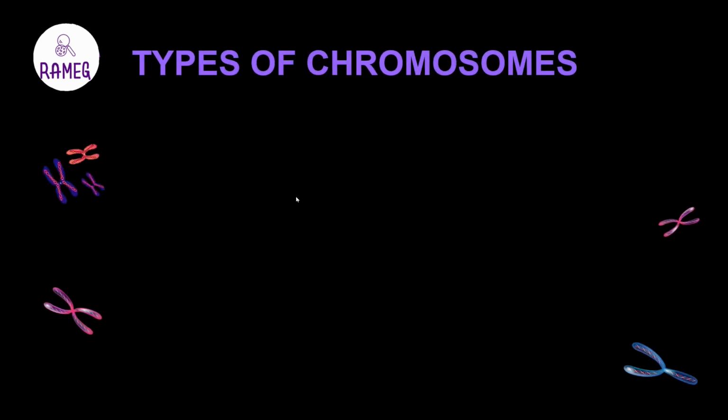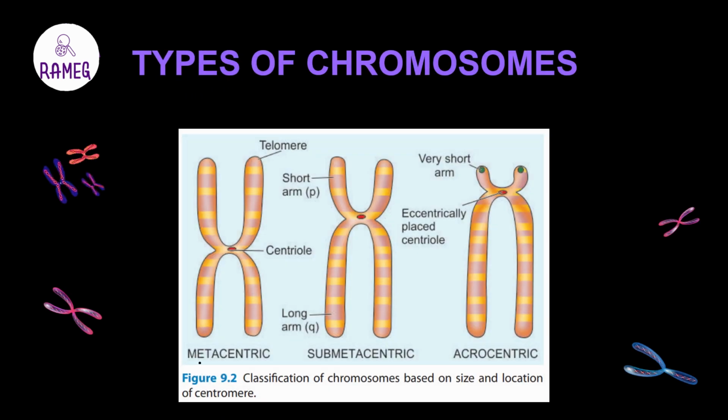There are three types of chromosomes: metacentric, submetacentric, and acrocentric. When you look at metacentric, it has one centromere and the P arm and the Q arm are equal in length. When you look at submetacentric, the P arm is quite short and the Q arm is long. And when you take acrocentric, the P arm is so short that it might not be visible. The Q arm is quite long. You can see in all three of these, the position of the centromere is quite different.